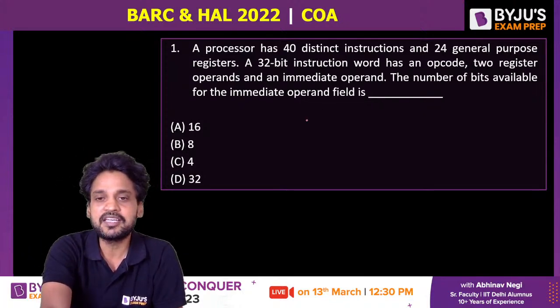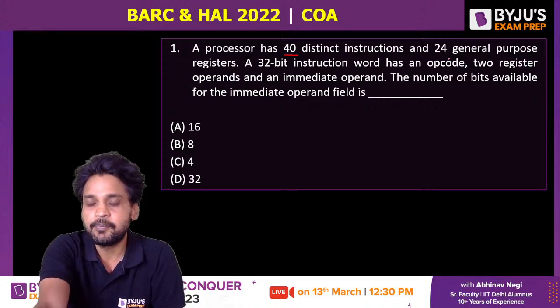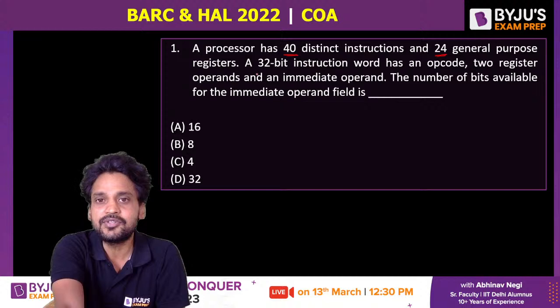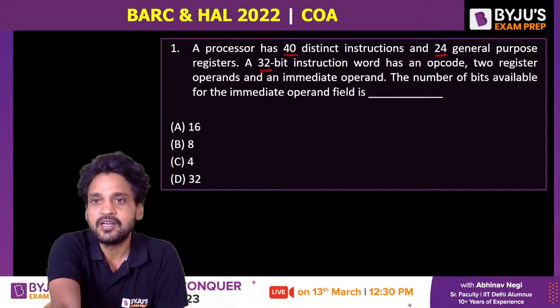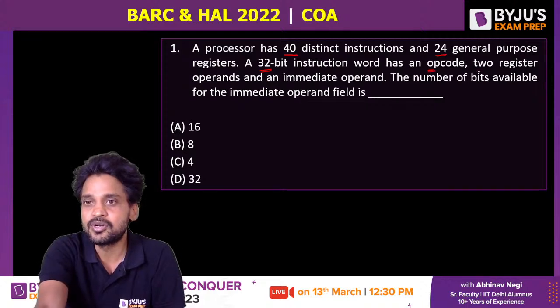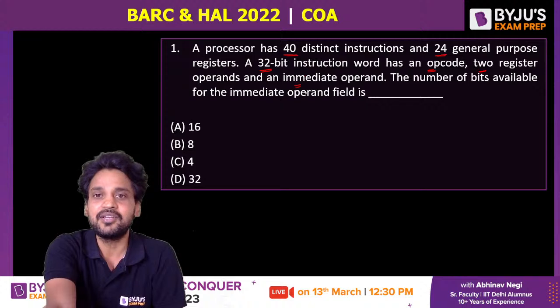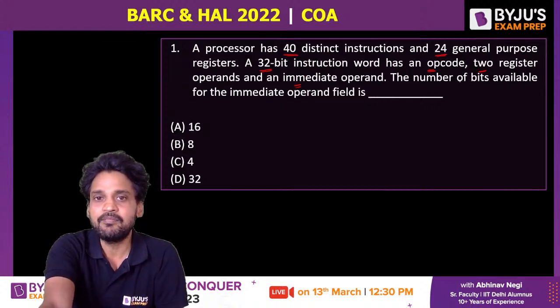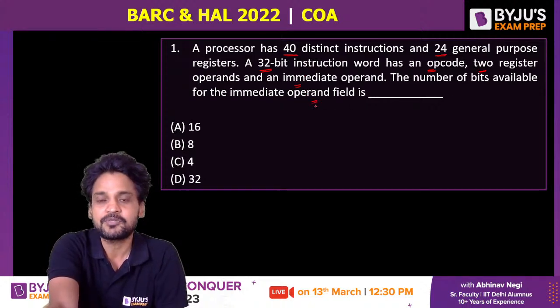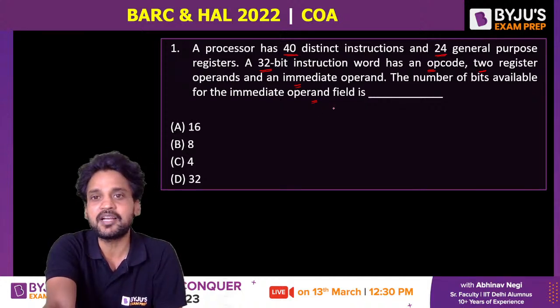Here, what are the details that are provided? A processor has 40 distinct opcodes and 24 general purpose registers, and the instruction size is 32 bits. In every instruction, we have an opcode, 2 register operands and 1 immediate operand. The question asks for the total number of bits that are available for the immediate operand field.